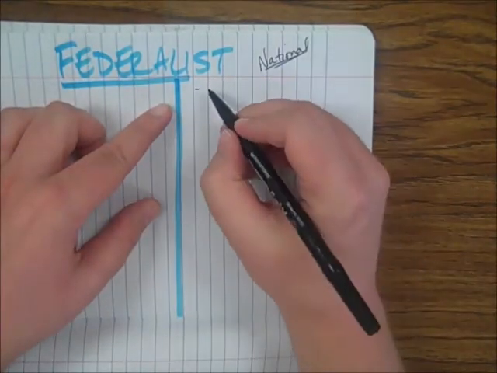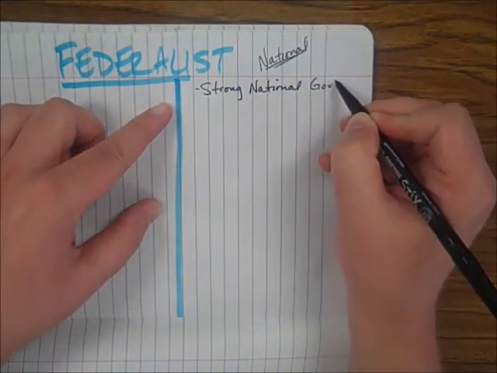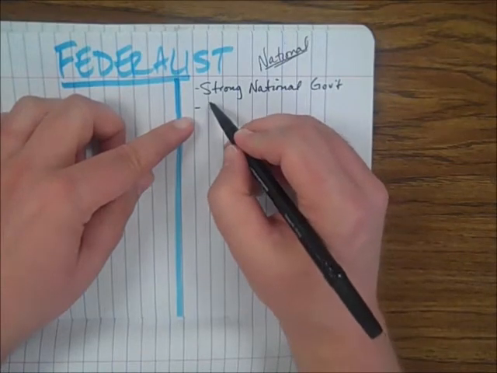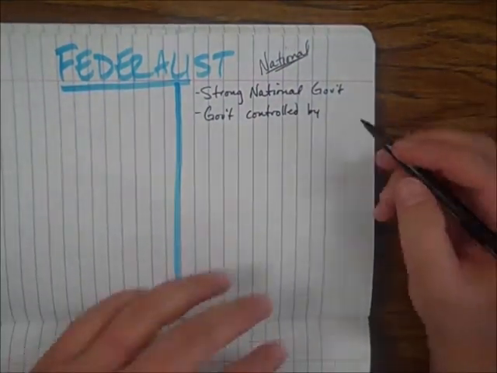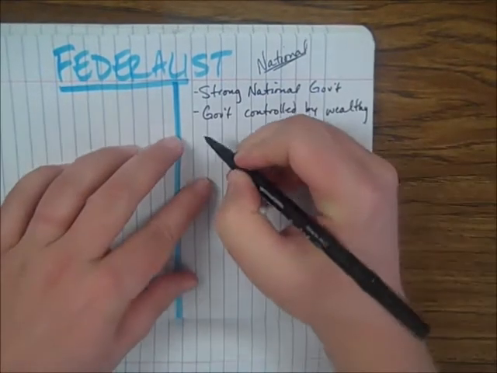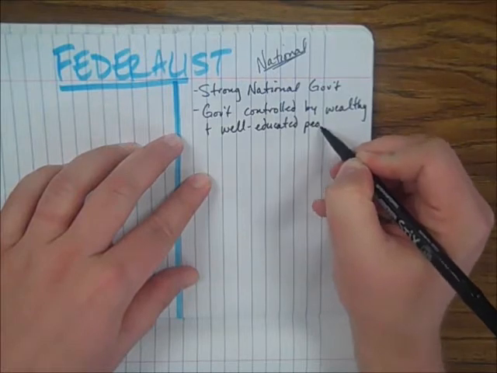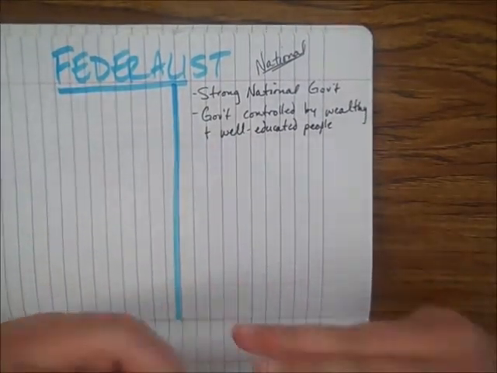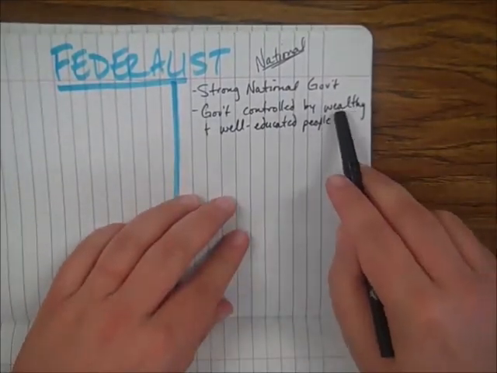When we talk about the Federalists, we know that they have national ideas in mind. And so the first thing we need to know about them is they wanted a strong national government. But one thing about that is they wanted a government controlled by wealthy and well-educated people. That was a big deal. They wanted the government to not fall into hands of people who wouldn't know any better. They wanted well-educated, well-read, well-versed, well-spoken people running their government. And usually those that are well-educated are wealthy.